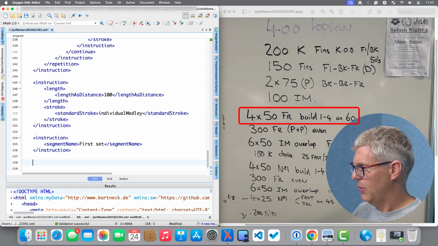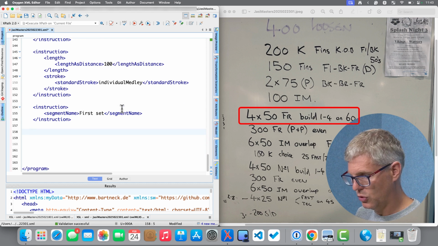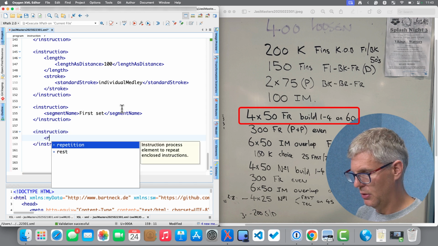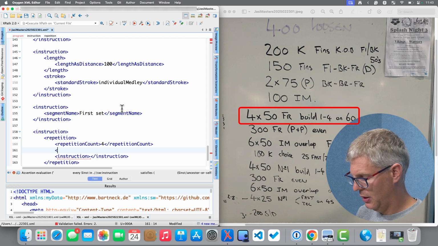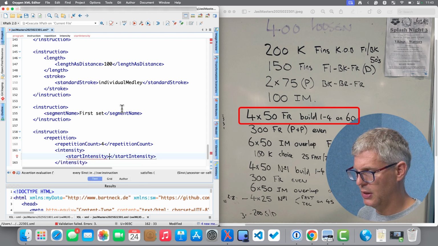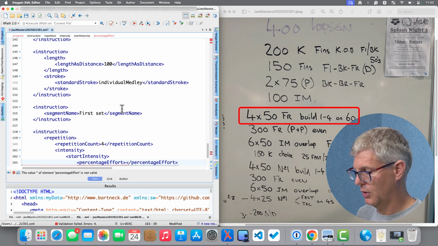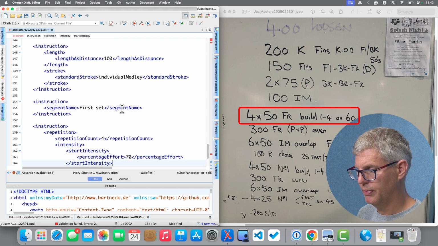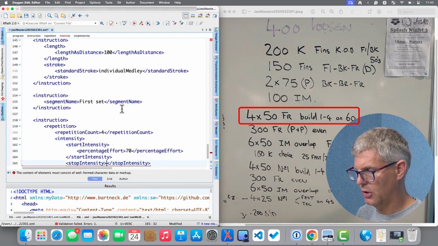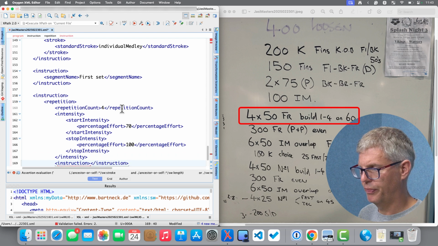Now 450s, 3 build 1 till 4. It's interesting because we've got an intensity across the 50s. So we start a repetition with a repetition count of 4. And we put the intensity right in here. So maybe we start with percentage effort for a change. So we start 70, 80, 90, 100. So we start with 70 and we do a stop intensity, which is also a percentage effort of 100.